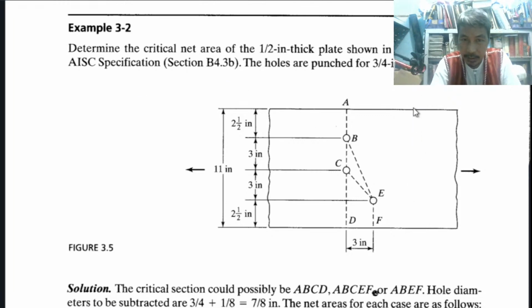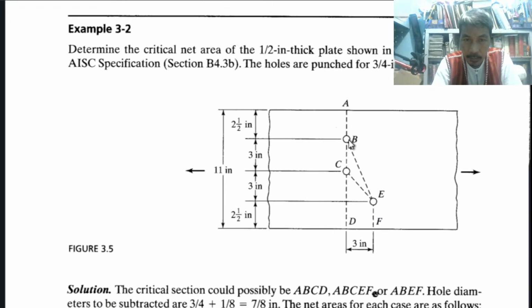Take note of the dimensions. This is 11 inches from this point to this point. The first hole is 2.5 inches, then 3 inches, 2.5 inches, 3 inches, and from the edge to this point, 2.5. So 2.5 plus 2.5 is 5, plus 3 is 8. The total is 11. From this point to this point is 3 inches, the transverse path.